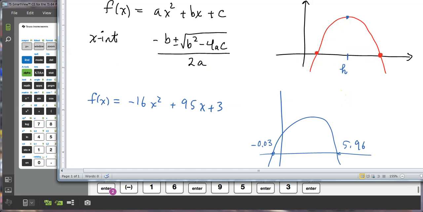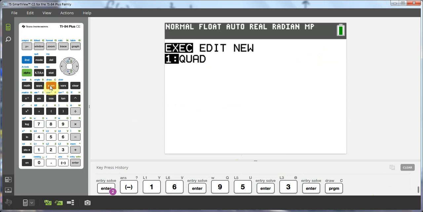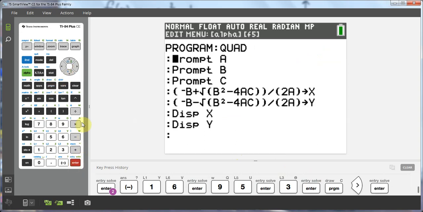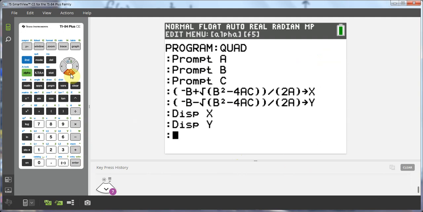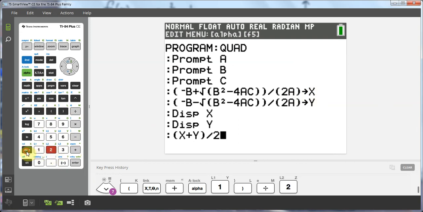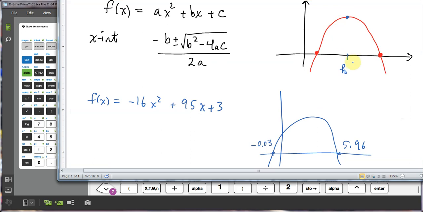Now if we go back to our program, well, what are those two numbers? To program, go to edit. Okay. Now let's go down to the bottom here, right? The two numbers that we calculated were x and y. So if we want to find the maximum point, then we can say x plus y, so it's the average, right? It's in between those two, divided by 2. Okay? And then we're going to store this into a new variable. We'll call it h. Okay, so h is the x-coordinate of the highest or the lowest point on a parabola.